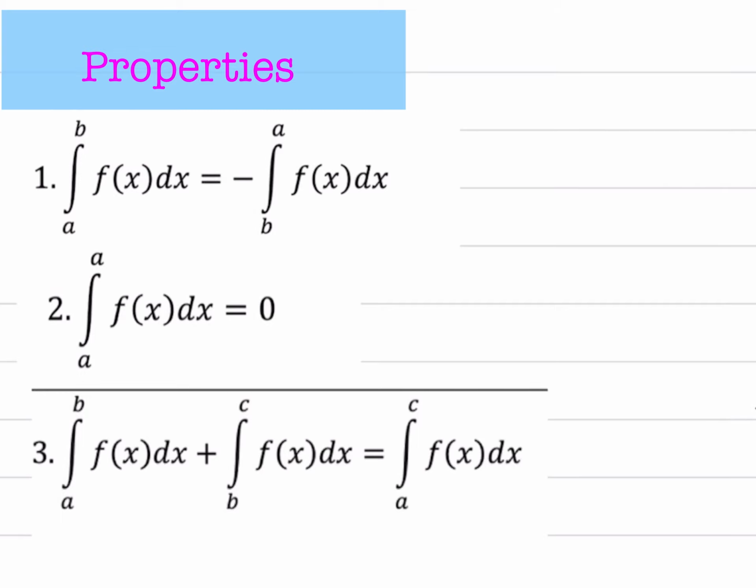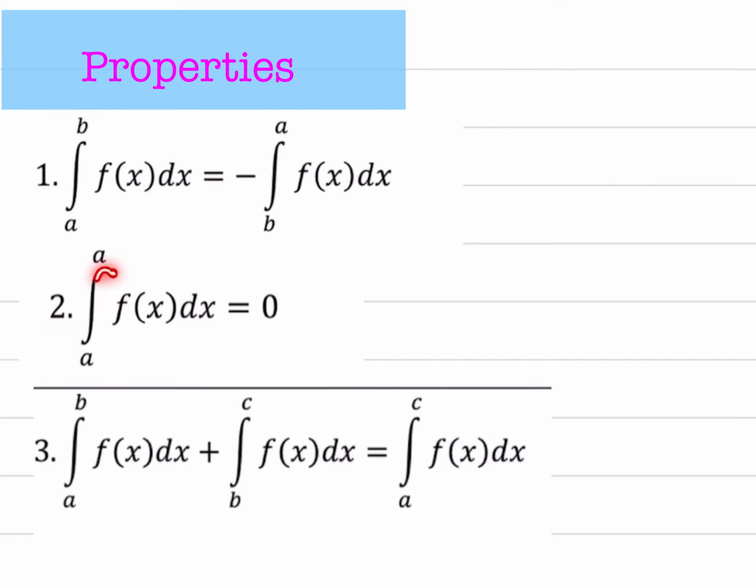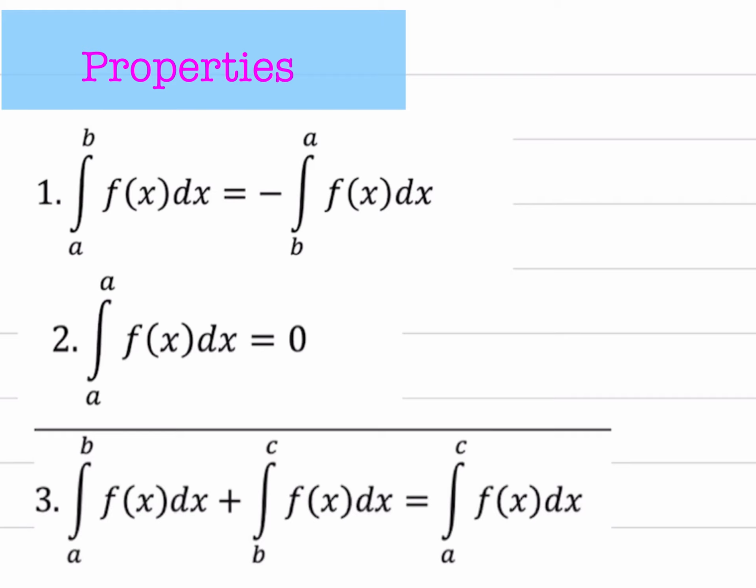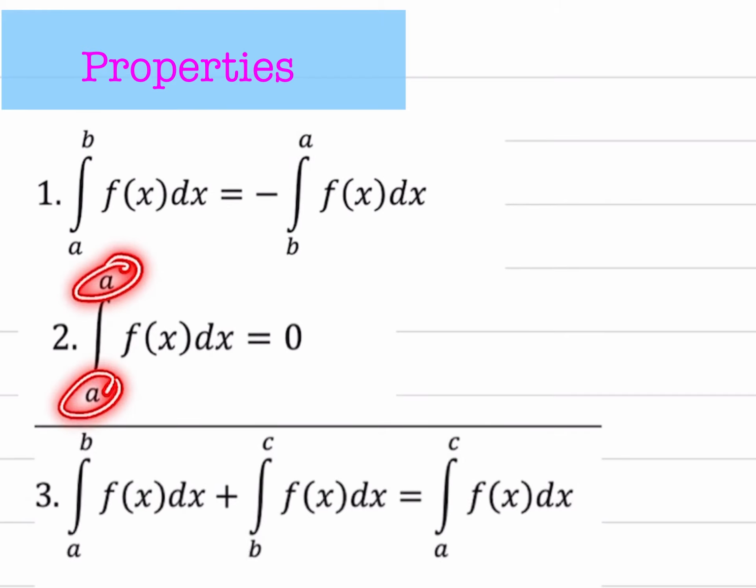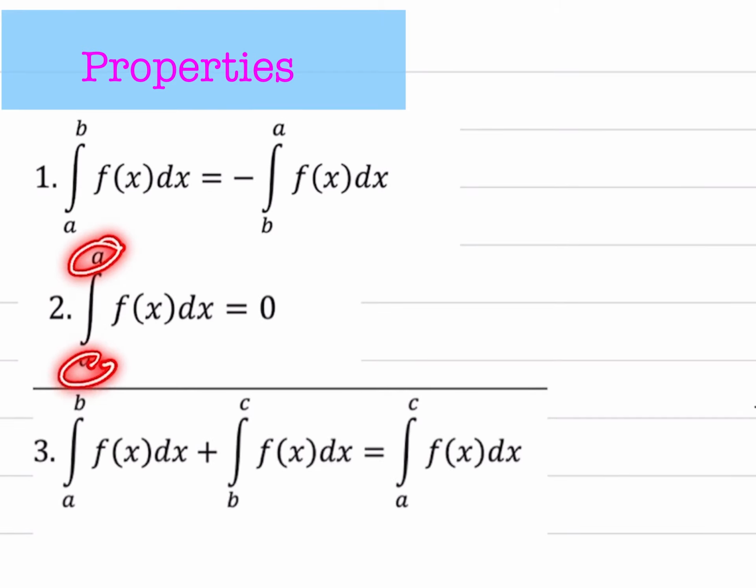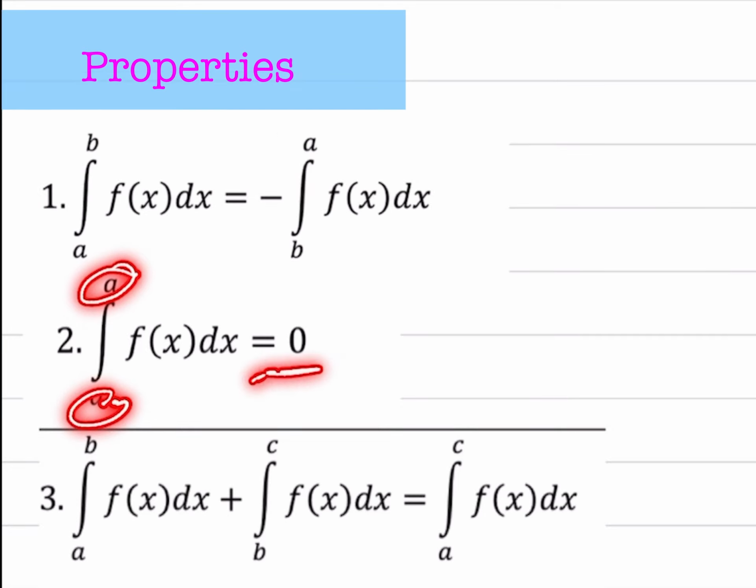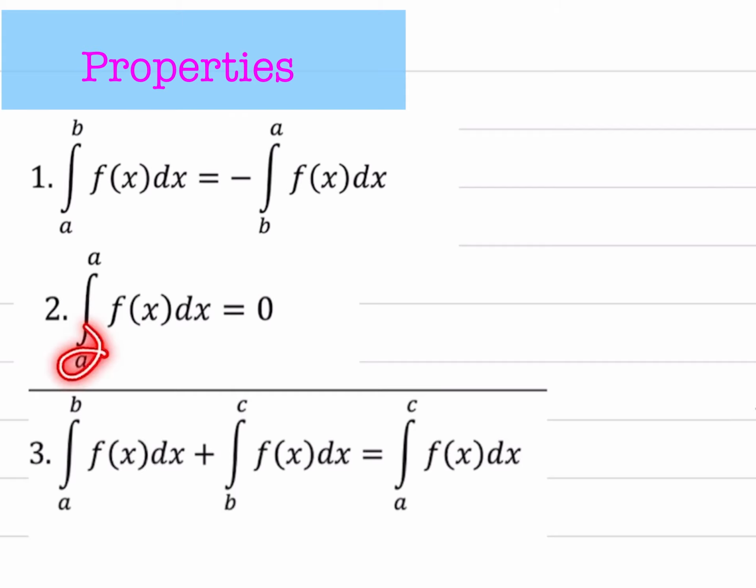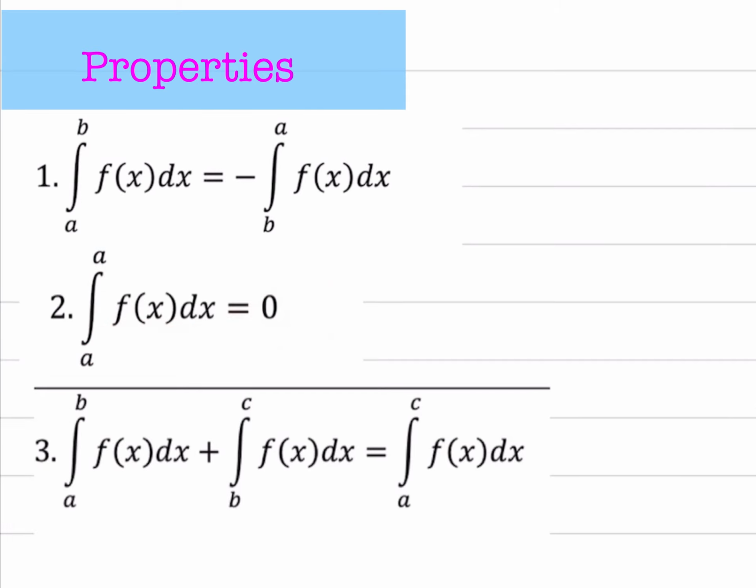Now we move on to property number 2. Number 2 says the integral of f of x dx evaluated from a to a is equal to 0. If the two limits, the upper and the lower, are equal, then the integral is 0.